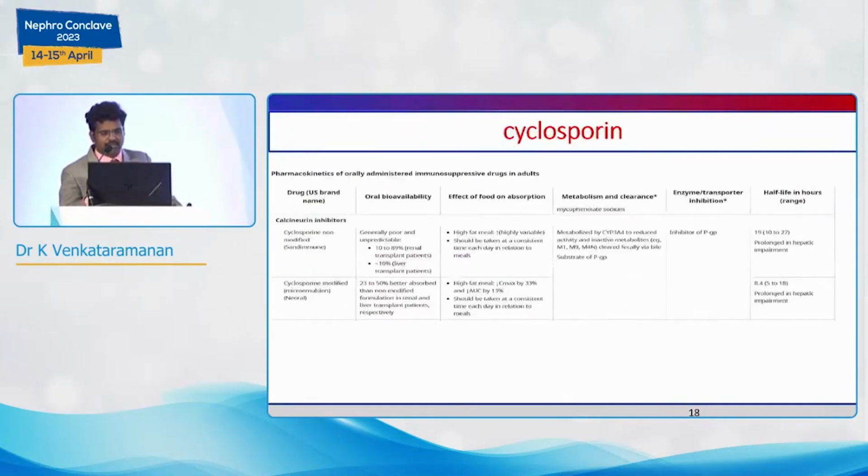Coming to cyclosporine, there are mainly two forms, as you know: non-modified and modified. Most of the time now we are using modified because it has better bioavailability compared to the non-modified. There is not much difference between modified and non-modified because both are metabolized by cytochrome P450 and are also substrates for P-glycoprotein. So inducers and inhibitors are going to interfere with both the non-modified and modified.